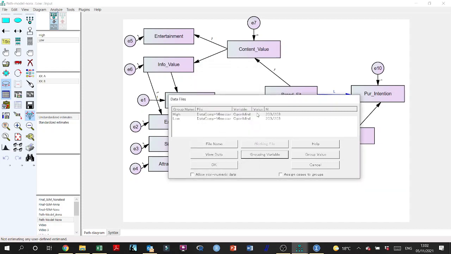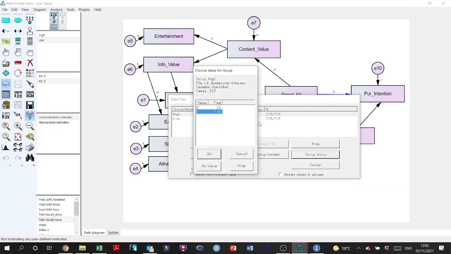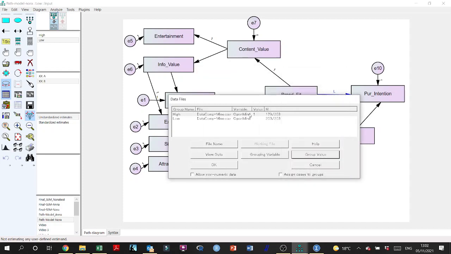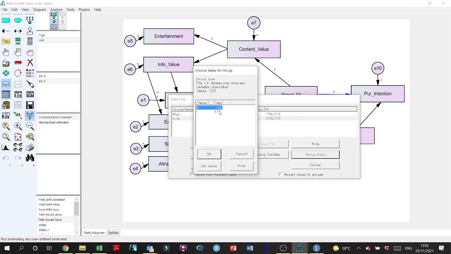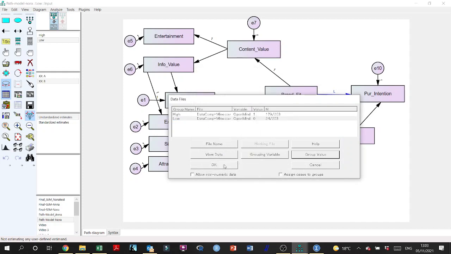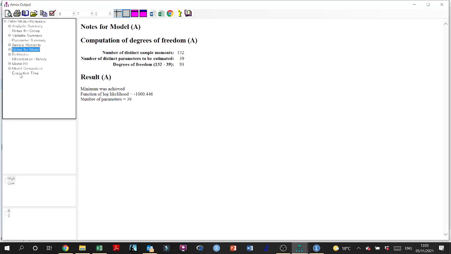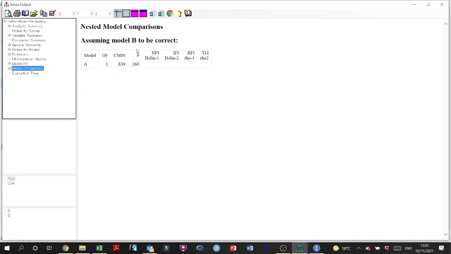So now the value is missing. So I'm going to go to the group value. This is high, corresponding to 1. And this is low, it should be corresponding to 0. And now we're going to hit OK. Now this is done. We're going to run the model. And we're going to take a look first and foremost at the model comparison.